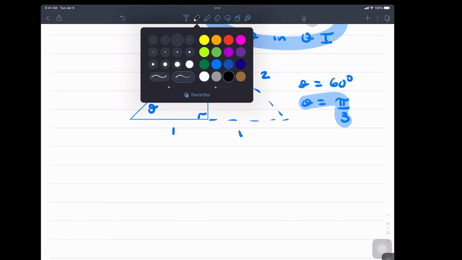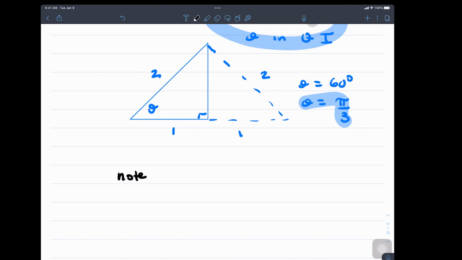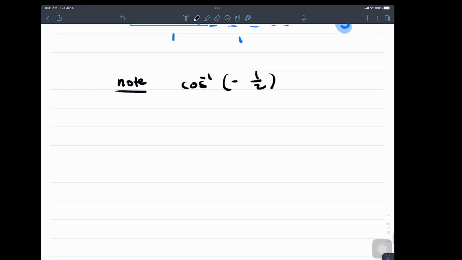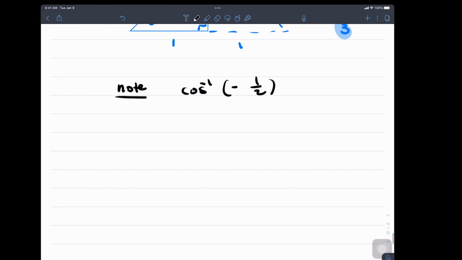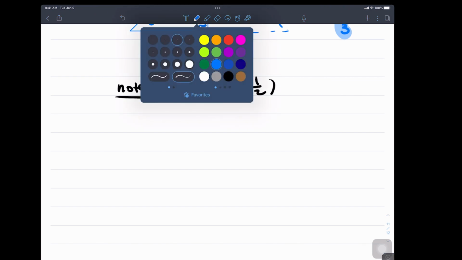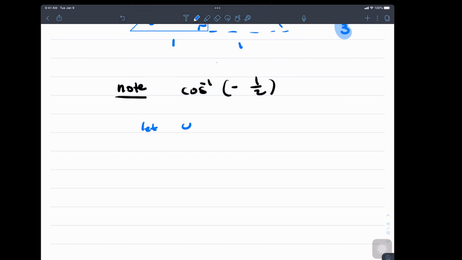So I'm going to give you guys another example. I want you guys to note this here. Here's a note. They can give you a very similar question to evaluate, just to compare and contrast. So again, you always start by, this is kind of what I do, using the definition. Let theta be inverse cosine of negative 1/2. And then by definition, you have cosine theta being negative 1/2.